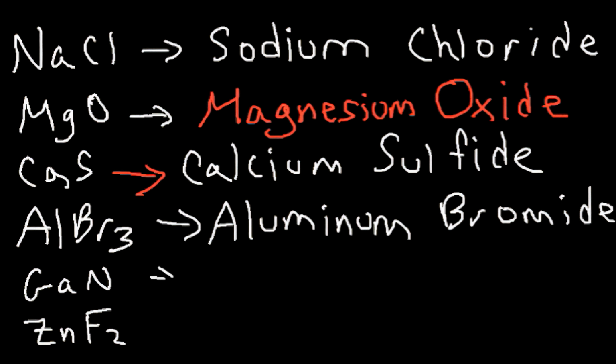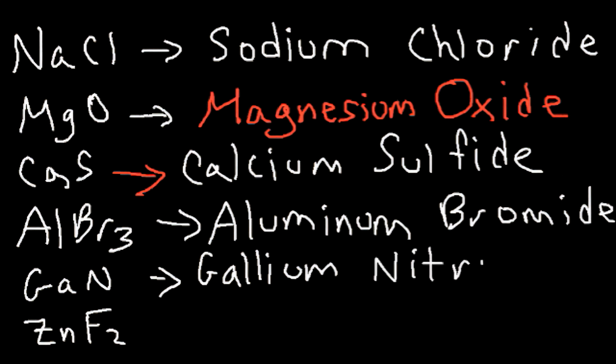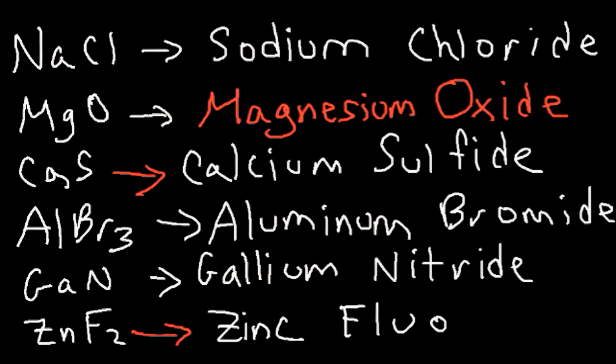Now what about the next one, GaN? Ga is called gallium, and N represents nitride. So it's gallium nitride. And the last one, Zn, is zinc. And instead of saying fluorine for F, it's going to be fluoride. The U comes before the O. Don't put OU, it's UO.